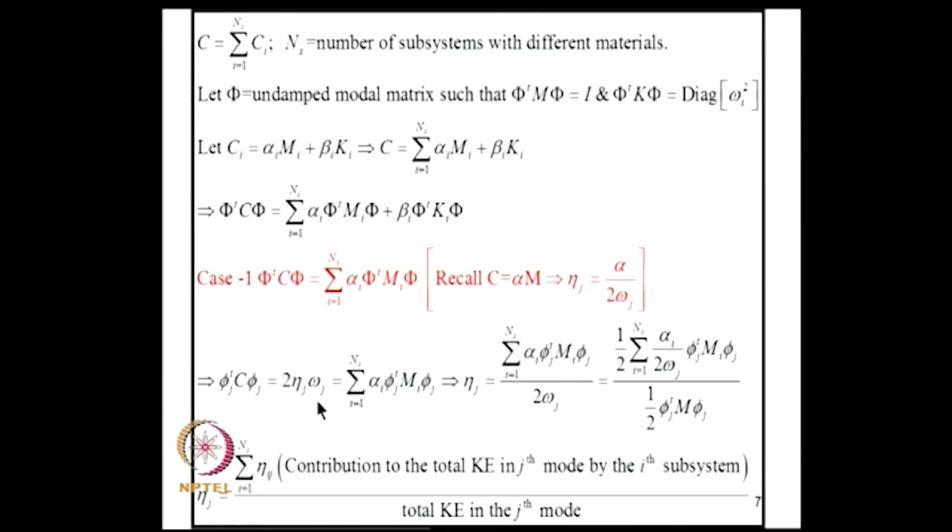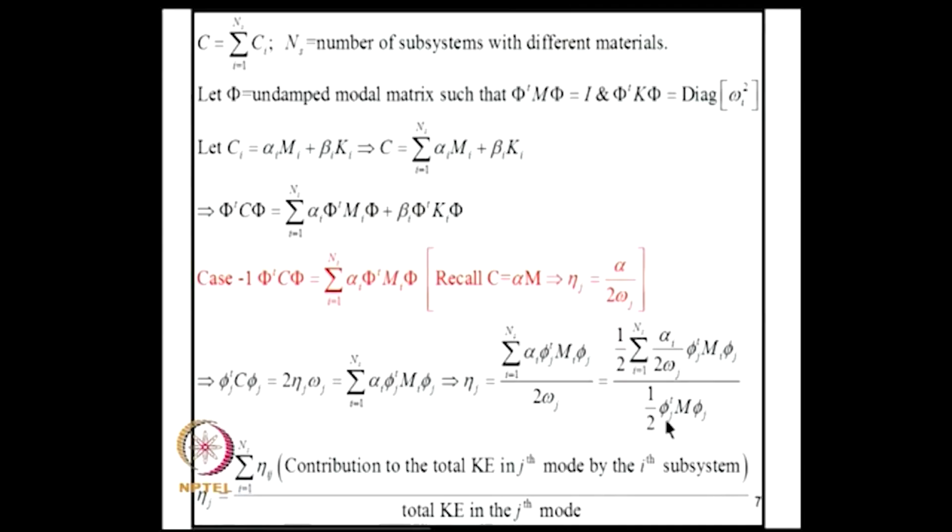So, it is 2 eta j omega j, and this itself is made up of the sum of alpha i phi j transpose m i phi j. Now, if I divide by 2 omega j, I will get eta j as this ratio. Now, I can take the omega j to the numerator and rewrite this with the understanding that phi j transpose m phi j is 1, because phi transpose m phi is the identity matrix. But we can see that the numerator I am getting is phi j transpose m i phi j. So, this has an interpretation of being the contribution to the total kinetic energy in the jth mode by the ith subsystem.